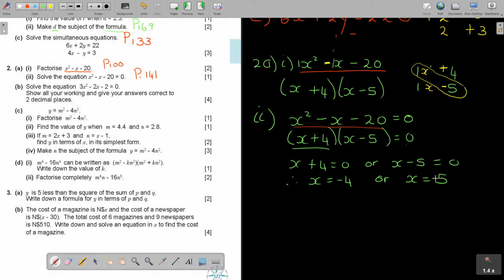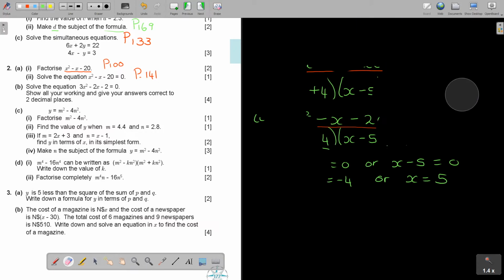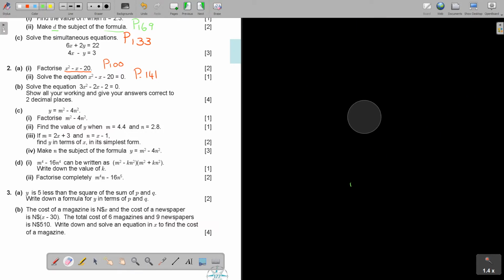Okay, and now I get to number B. So in number 2B, I say solve the equation. Now, if you see this, show all your working and give your answer correct to 2 decimal places, then you must know we cannot factorize. I could complete the square, but I'll show you now. You don't do that. I think the best will then be to go for the quadratic formula.